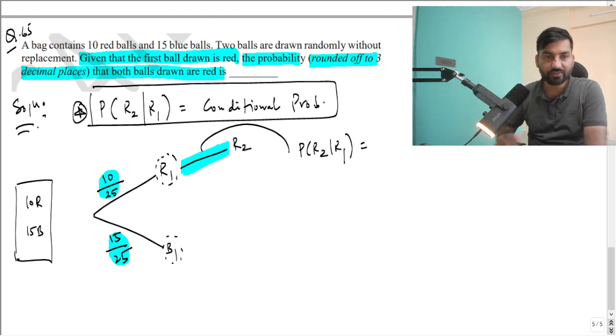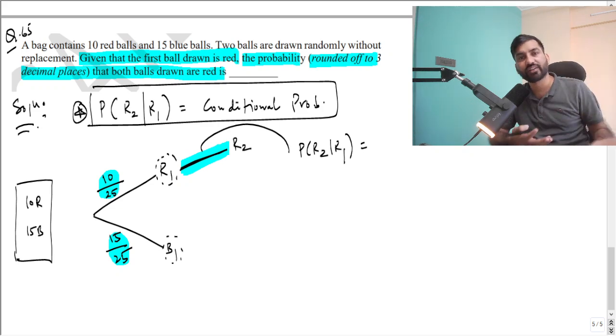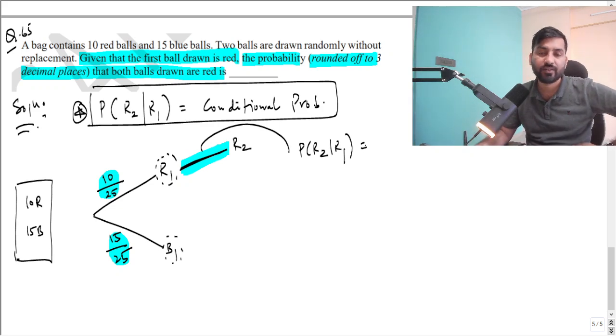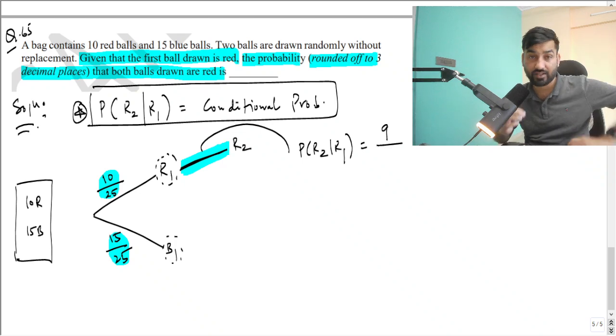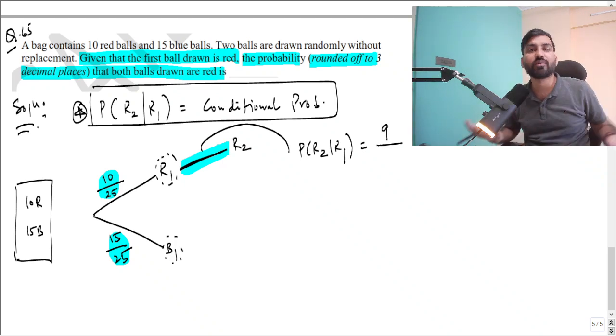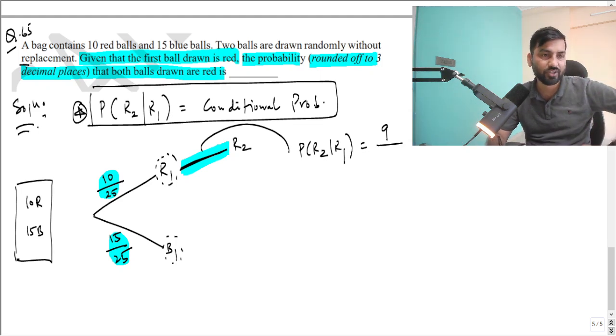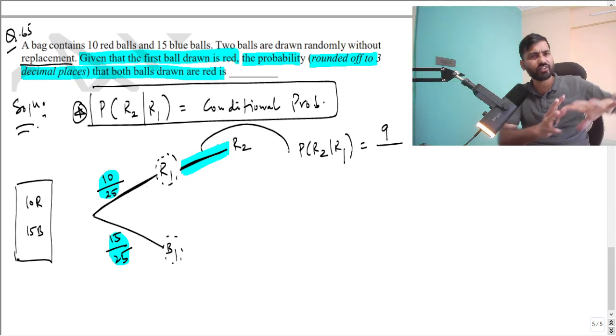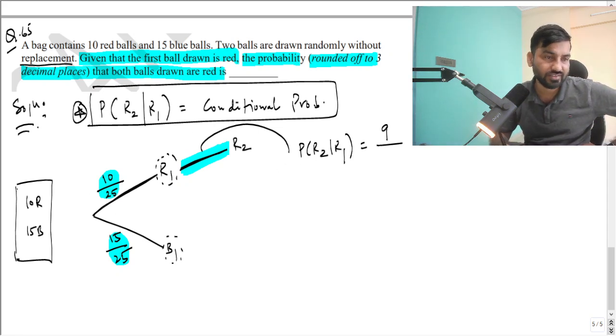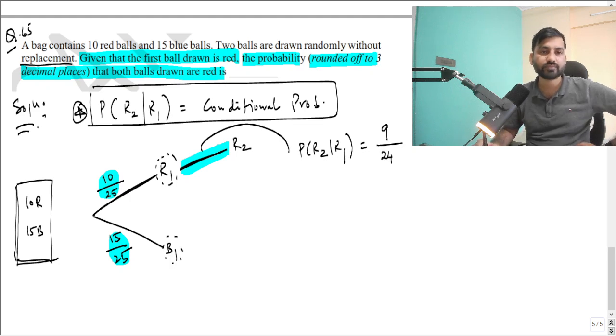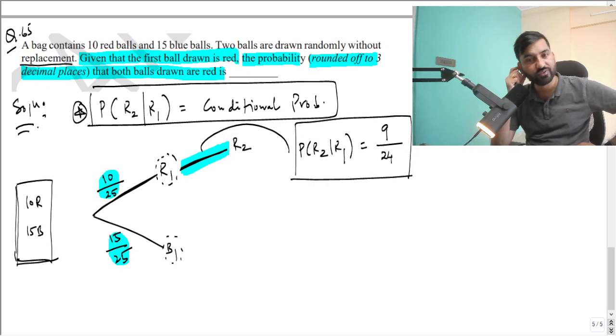Now, what will be that probability? Since you already have drawn one ball, that was red, how many balls are remaining? There are 9 balls remaining. Okay, I'm talking about red balls. And how many total balls are remaining? Since they have mentioned here without replacement, in this case you have drawn red first. You haven't drawn blue, please remember that. So the total number of balls remaining in this box is nothing but 24, right? So this is going to be the answer. So 9 by 24 is the correct answer for this question, right?